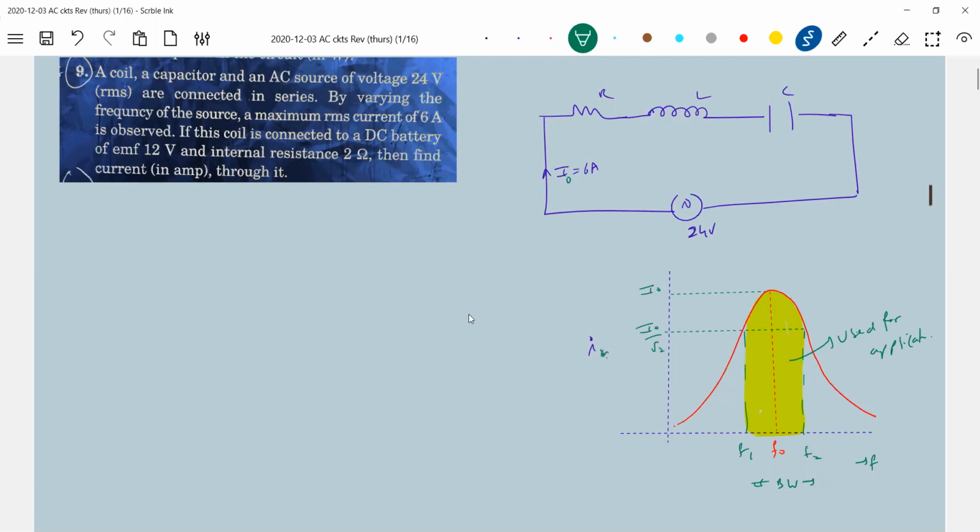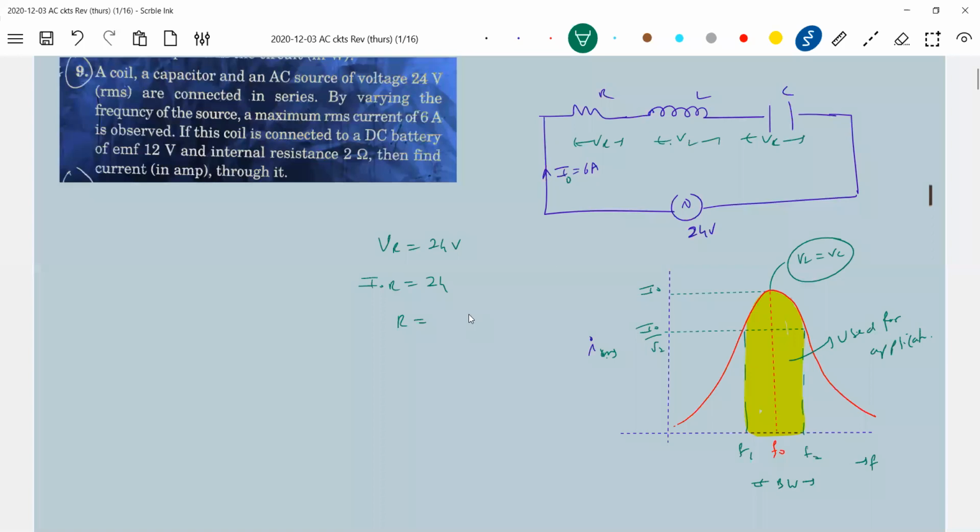This is the RMS value. Now there's a maximum current. At maximum current, XL should be equal to XC. Then VC, and this is VR. So at resonant frequency, what is the condition? VL equals VC. Therefore, all that applied voltage should be across R, and apply Ohm's law, 24 volts. So R is equal to how much?